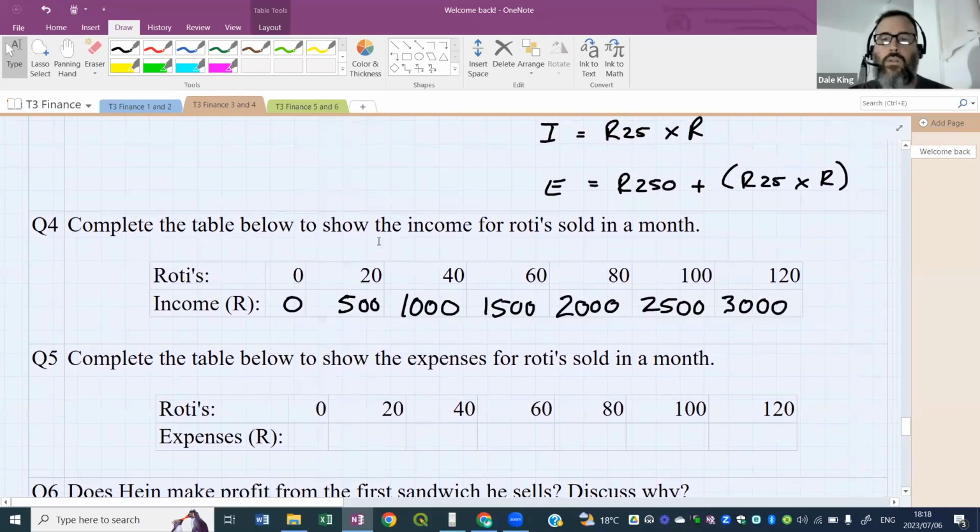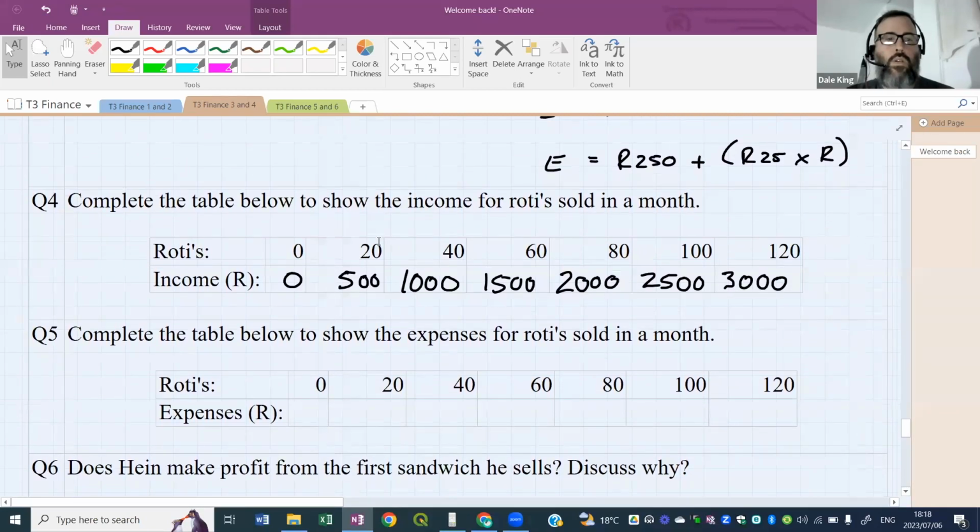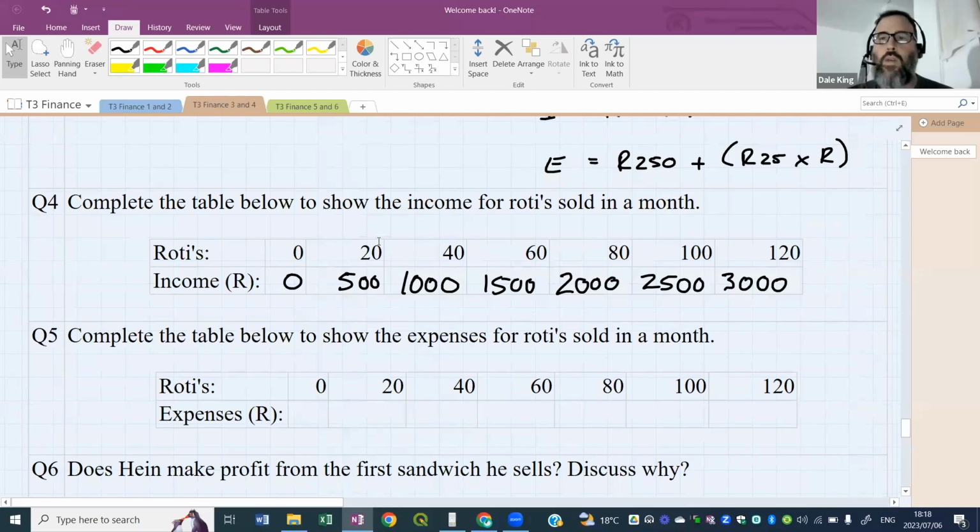Now, let's have a look. So question 5, here we go. So now we're going to do the expenses, all right? Question 5 says, complete the table below to show the expenses for rotis sold in a month. There's the equation up there. I need a volunteer, please. Katlecha did a good job. I need someone else to help me with a calculator.